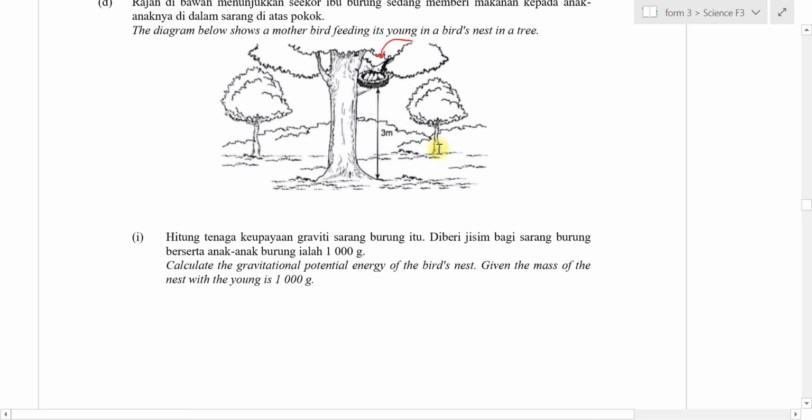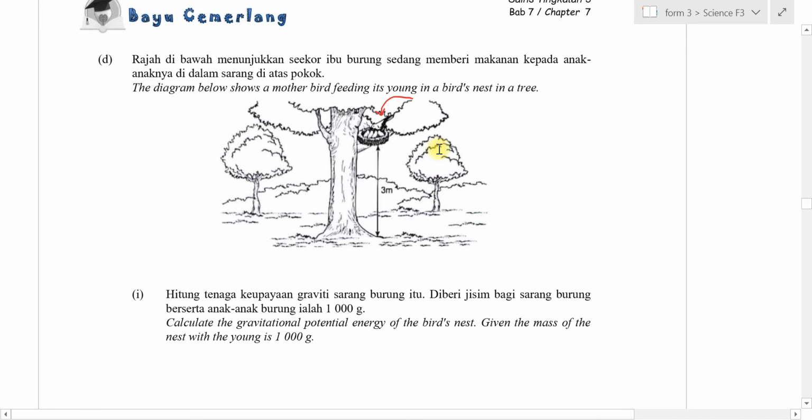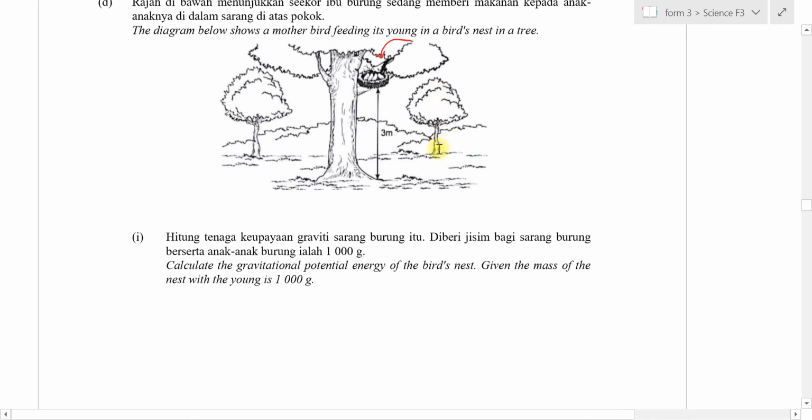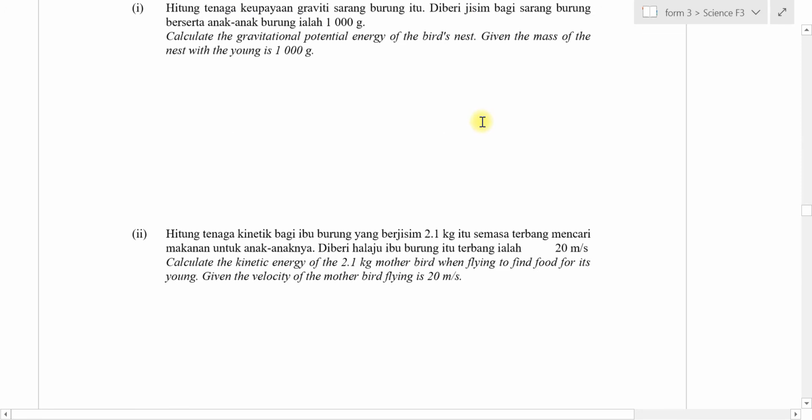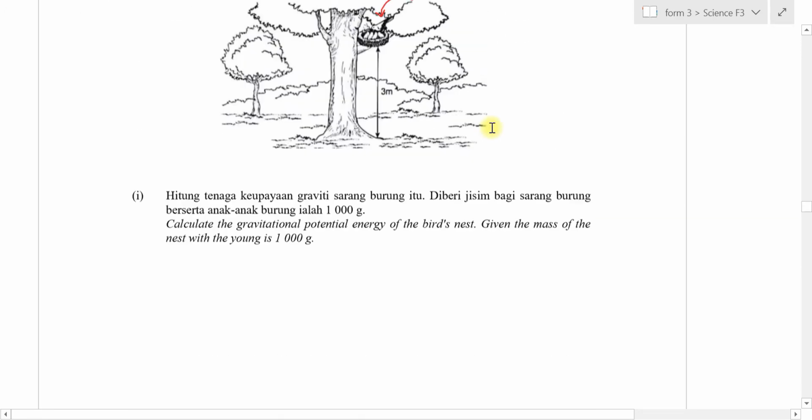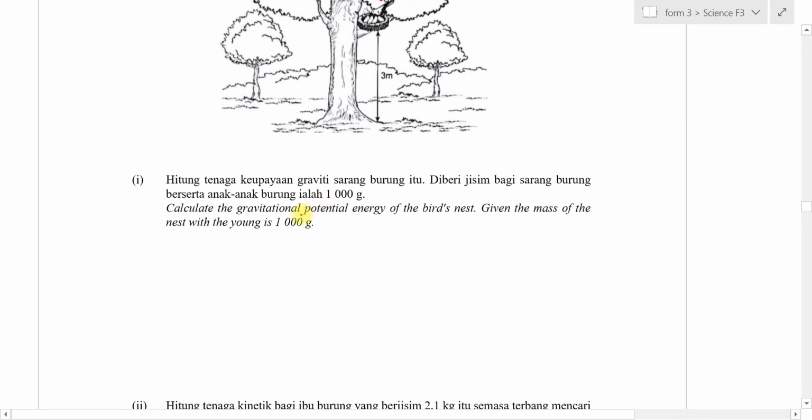Given the mass of the nest with the young is 1000 grams, sorry. So all is okay, but does it include the mother of the bird? I'm looking for it, but unfortunately it's not here. So it's a normal question. Gravitational potential energy, that's what they ask us to calculate. So we write first the formula. Always initiate with your formula. mgh. So the mass was 1000 gram.